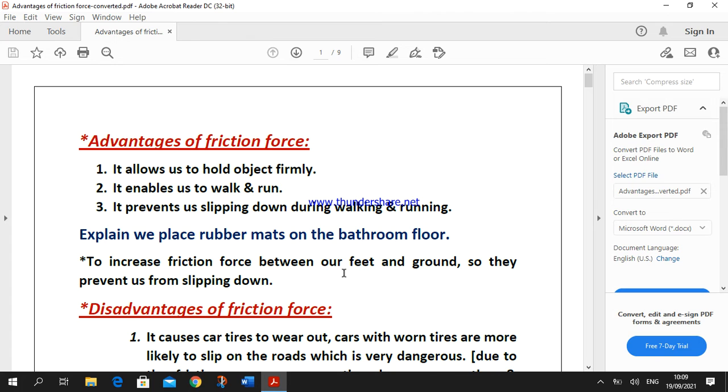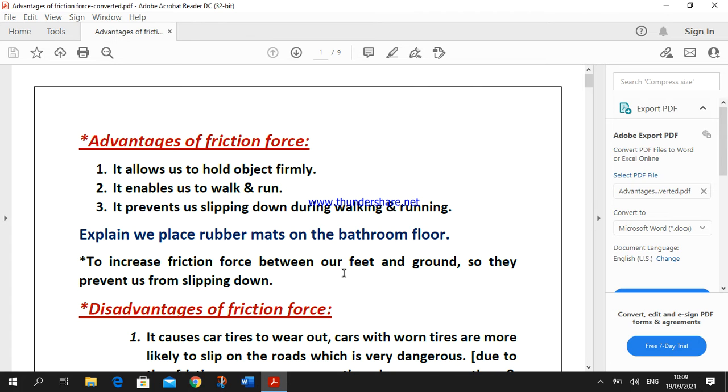Factor number three: the speed of the moving object. There is also a direct relation between the speed of the moving object and the friction force. So the question now: when you push a coin across a smooth wooden table and across a velvet carpet, you observe that the coin on the smooth wooden surface has less friction, so it moves a longer distance. But the coin on the rough velvet surface has more friction, so it moves a shorter distance and then stops.